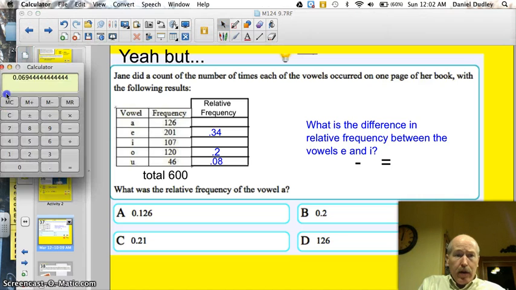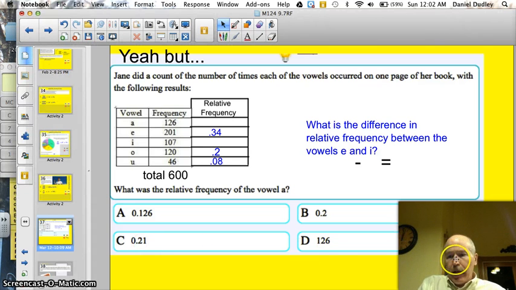So let me get my calculator, clear that at this time. I keep forgetting to do that. So I had 126 A's, 126, starting to sound like the Khan Academy guy, divided by a total of 600. Equals 0.21. So here's my answer, 0.21. I'm just going to put that in my chart. So now we've got the relative frequency for the A.